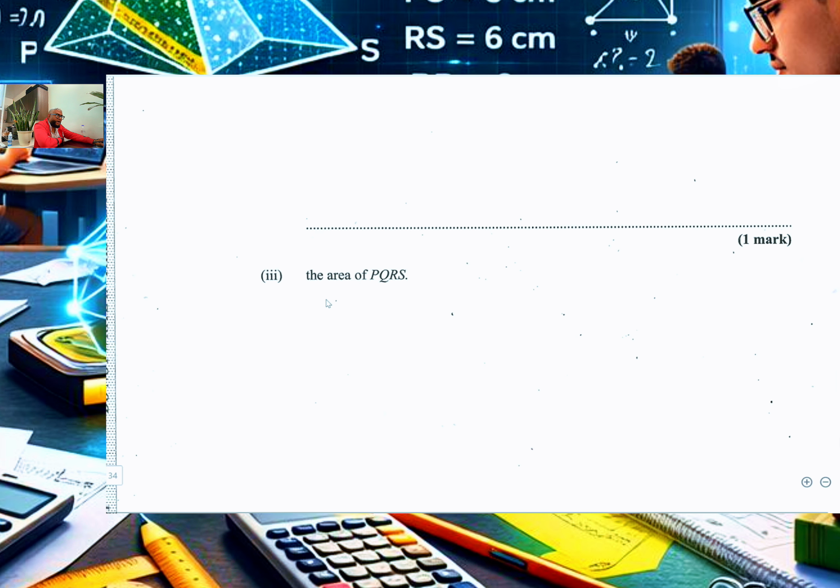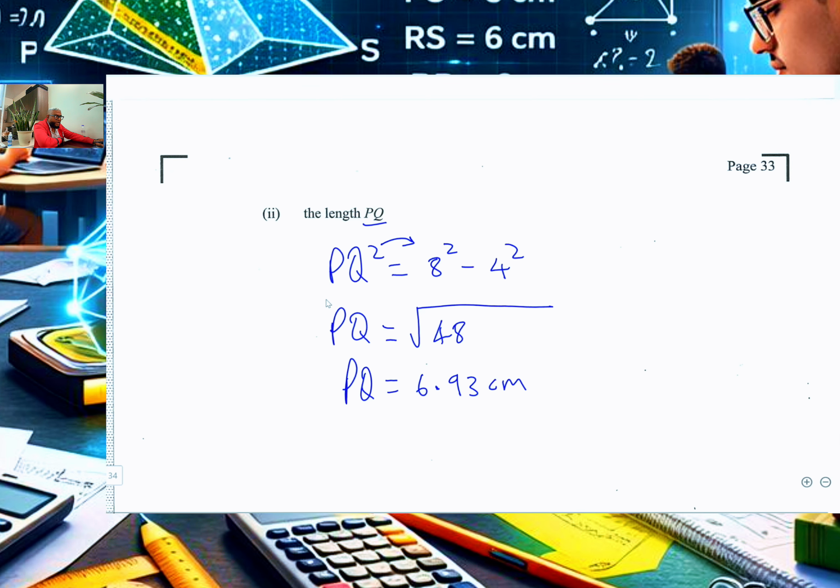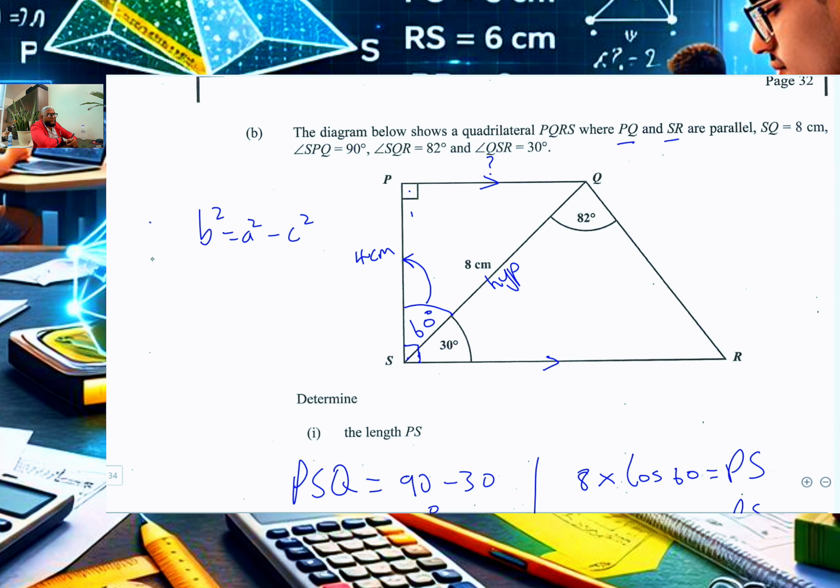Trapezium PQRS, right? So you want the area. If you want the area of this trapezium, what is the formula? It's a half of A plus B multiplied by height, right? A and B will be the two parallel sides. Your height will be the perpendicular distance from one parallel line to the next. So here will be the height.